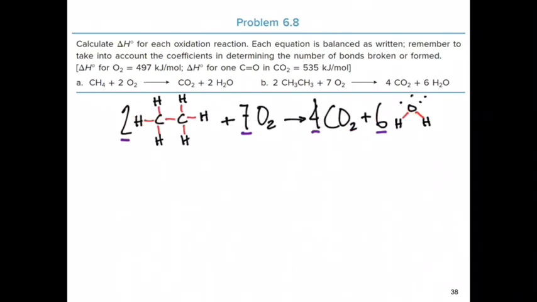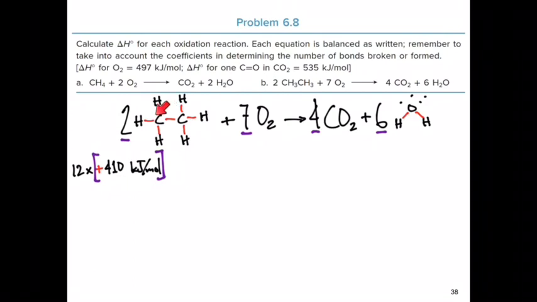And for the second problem here, we again have to identify what kind of bonds are being broken and what kind of bonds are being formed. So you can see in ethane that we have to break the bonds between the carbon and hydrogen and also the carbon to carbon bond. So we have a total of 6 carbon to hydrogen bonds, multiplied by 2. And then over here we have a total of 7 oxygen molecules, 4 carbon dioxide molecules, and 6 water molecules.